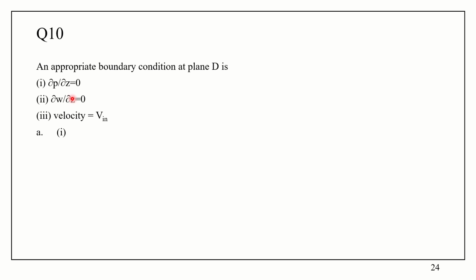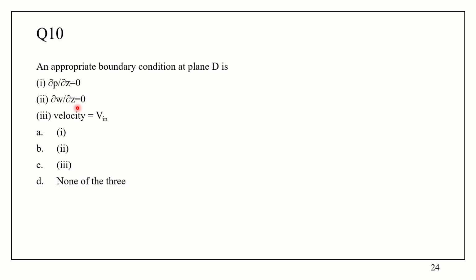Three statements are given. First one is dou P by dou Z equal to 0, second one is dou W by dou Z equal to 0, and third one is velocity is equal to V in. So the options we will look at: option A is 1, option B is 2, option C is 3, option D is none of the 3.